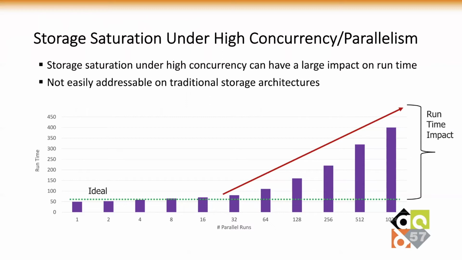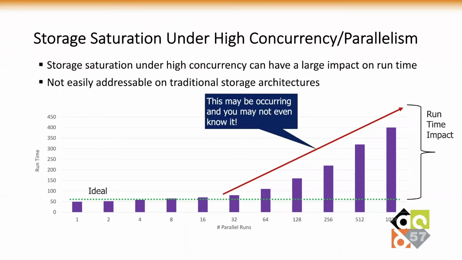But then as you increase the parallelism, you can see this hockey-sticking effect where runtimes tend to get very, very large. Now, with traditional storage architectures, this is not easily addressable, and it's a problem which everyone runs into. And they may not even know it, right? You're used to running these parallel jobs and seeing runtime be whatever X, so you would not necessarily think to look that the job runtimes could be a lot less if your storage is not getting saturated.